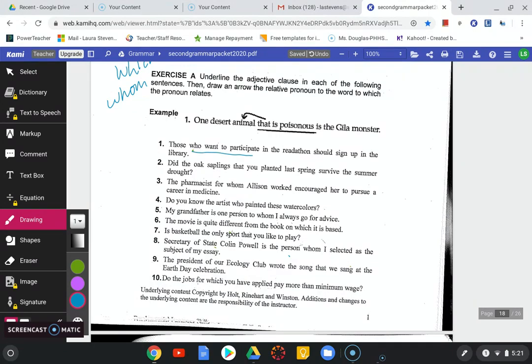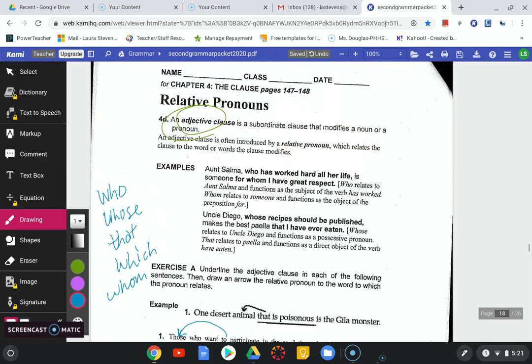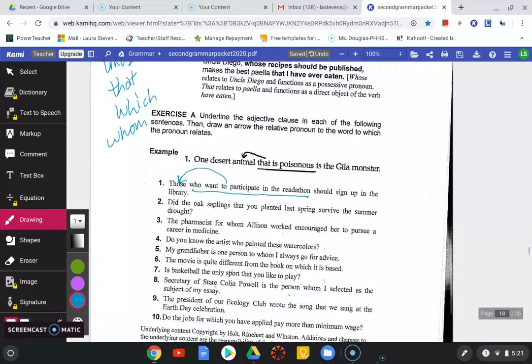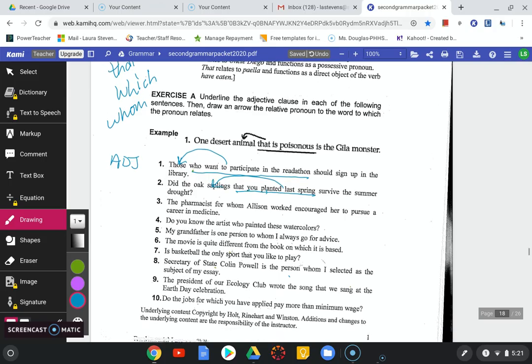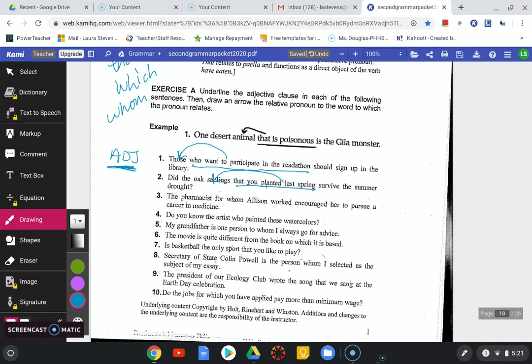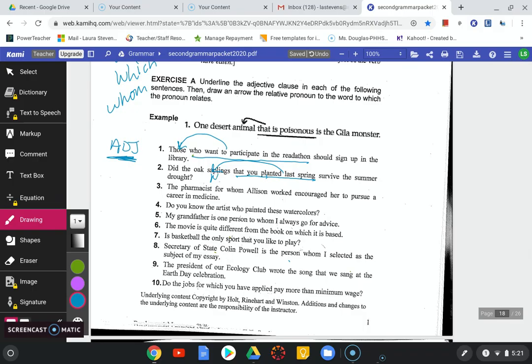Who want to participate in the readathon? Who does? Those. And we know that these are going to be clauses that describe nouns or pronouns, so these are all going to be adjective clauses, sorry. That you planted last spring. We know it's a clause because it has a subject and it has a verb. So phrases only just have one. What did you plant last spring? The oak saplings. Again, all these are adjective clauses because a sapling is a noun.